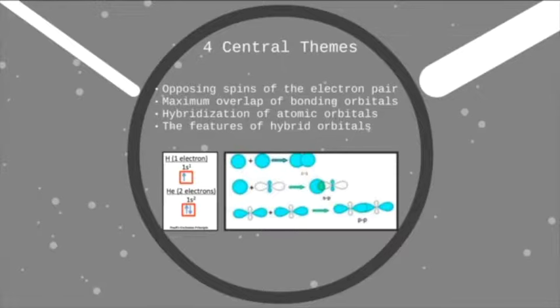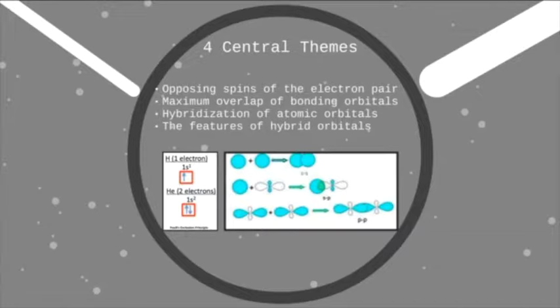Second, maximum overlapping of bonding orbitals. This determines the bond strength. The larger the overlapped region of an orbital, the closer the electrons are to the nucleus, thus creating a stronger bond. Each element has a different orbital shape and direction, and this depends on the placement on the periodic table. This results in various strengths.